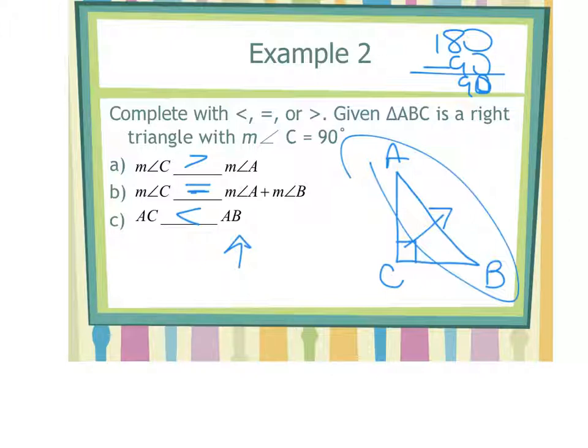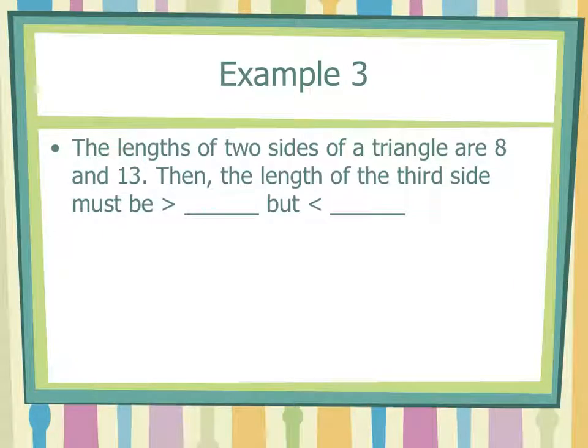Anybody still need the slide? Okay. All right. So here it says the lengths of two sides of a triangle are 8 and 13. It says then the length of the third side must be greater than blank but less than blank. So what we're going to do here is the shortcut of that triangle inequality theorem. Okay, so I'm going to show you a shortcut for this.